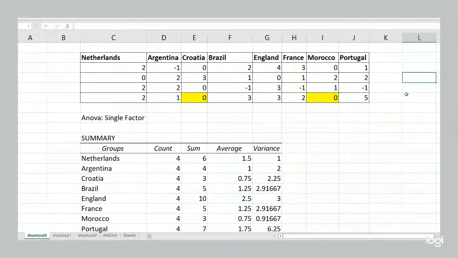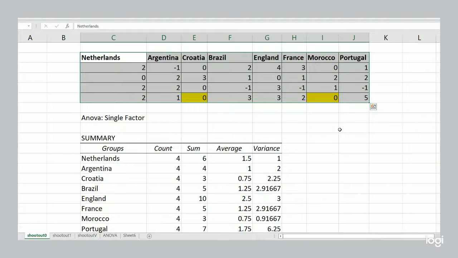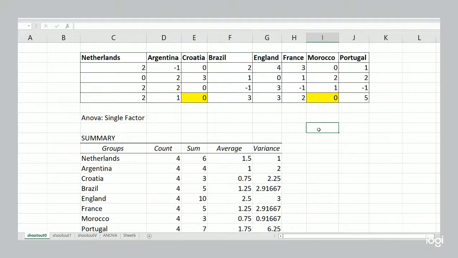How's it going, everyone? This video is a follow-up to a previous video I did looking at whether there is a statistically significant difference between goal differential for the 8 teams that made it to the quarterfinal stage in the World Cup. And what I'm going to talk about in this video is whether goal differential is even a good measure of team performance.